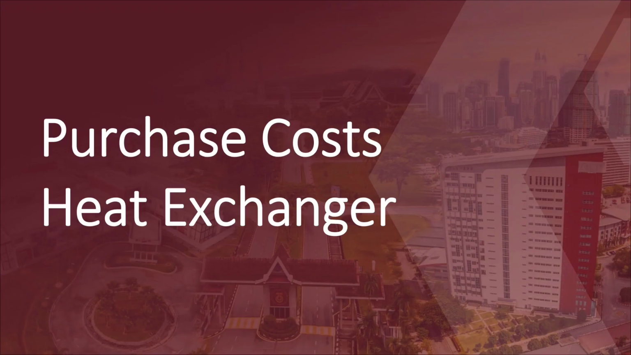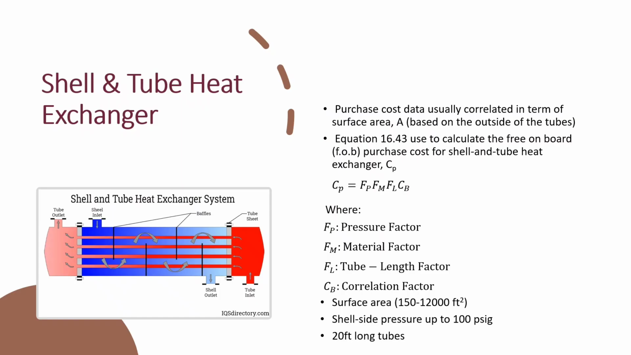Next, we move to how to purchase cost for heat exchanger. So for the shell and tube heat exchanger, usually the most important data that is needed to purchase cost is surface area. The equation 16.43 needs to be used to calculate the free onboard FOB purchase cost for shell and tube heat exchanger, and this is the formula for the purchase cost for shell tube heat exchanger, where the FP is the pressure factor, FM is the material factor, FL is tube length factor, and CB is correlation factor.